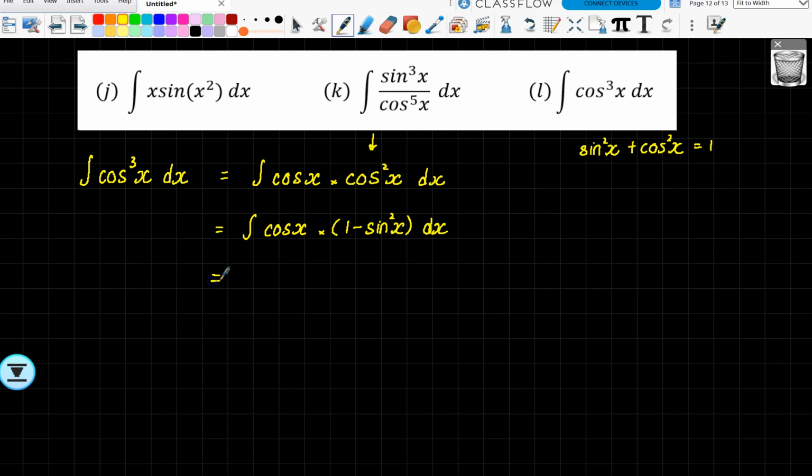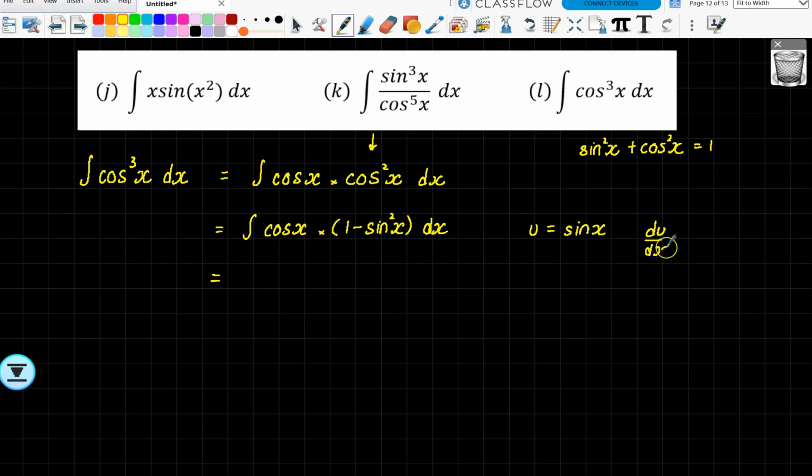Okay, now again, think about which one you're going to let u be, and you might go, well, what if we let u be 1 minus sine squared x? Now, when you differentiate that, well, the derivative of 1 is just 0, so that's good. But what is the derivative of sine squared x? It's not just cos x. So that means maybe we should go a little bit smaller in our u statement. So what if we just said, let u be sine x?